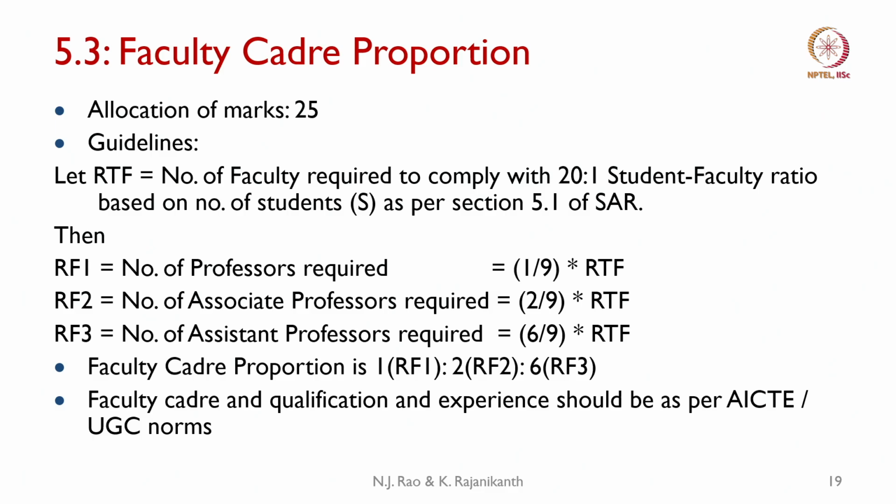Then we look at the number of faculty required to maintain a ratio of 20:1. Then 1/9 of that should be professors, then 2/9 should be associate professors and the remaining 6/9 can be assistant professors. So, that is the cadre ratio that you must have, 1:2:6. Of course, the required faculty is calculated to maintain the ratio of 20:1, and based on the ratio that has to be maintained and the ratio that actually exists in the department, marks are calculated.